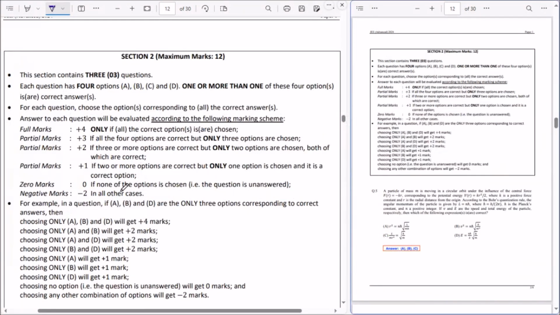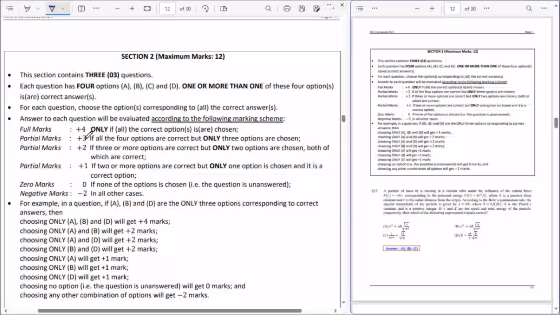So, section 2 from physics. This section contains 3 questions and each question will have 4 options. One or more than one options are going to be correct. For each question, choose the option or options which are correct, then only you will get 4 marks, that is full marks. The answer to each question will be evaluated according to the following marking scheme.